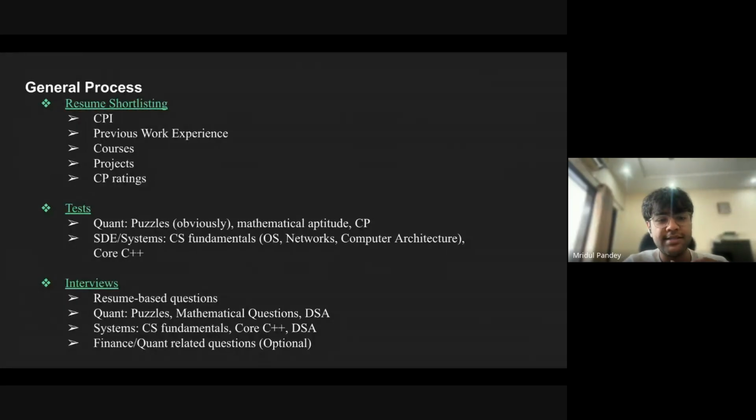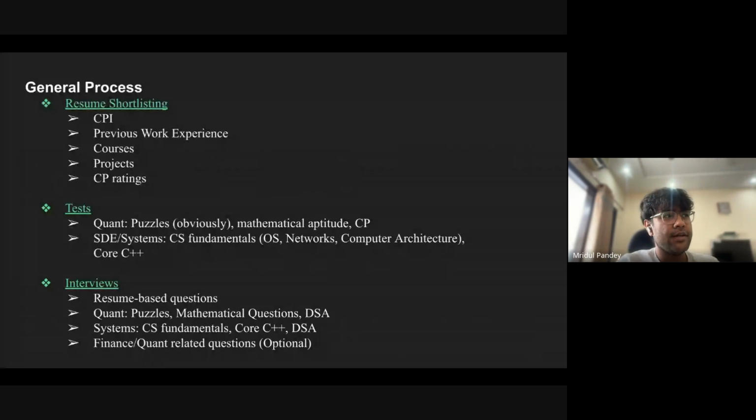And as Swastik said, a CPI above 8.5 is more or less usually seen as good for most of the companies that come for hiring. And after the resume shortlisting comes the test. The tests usually happen one for the quant role and one for the systems role.